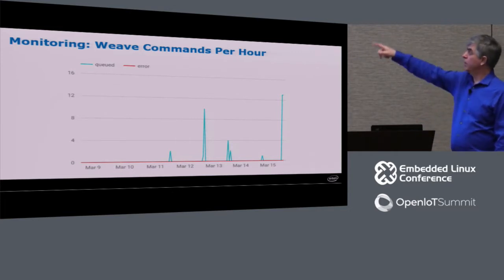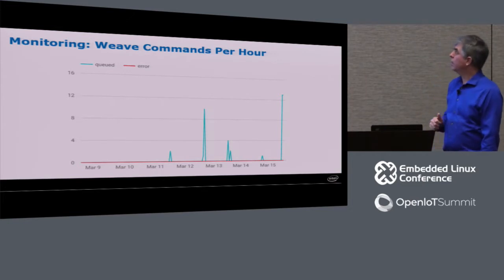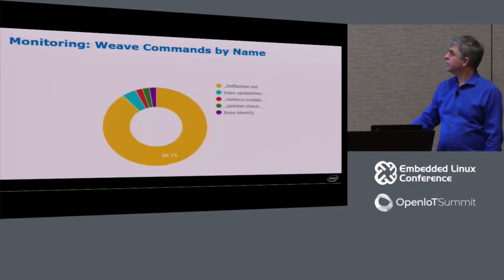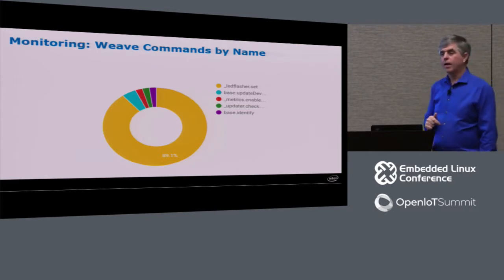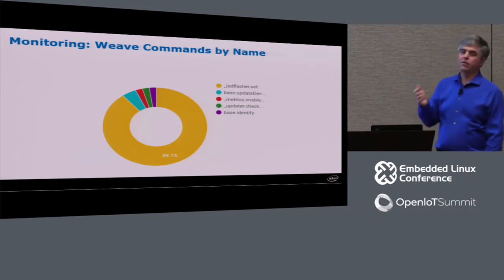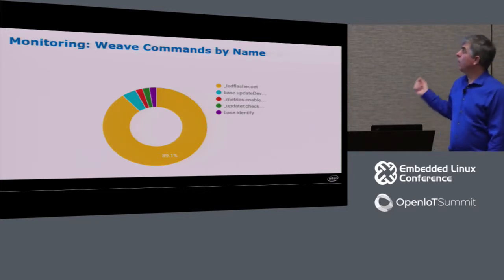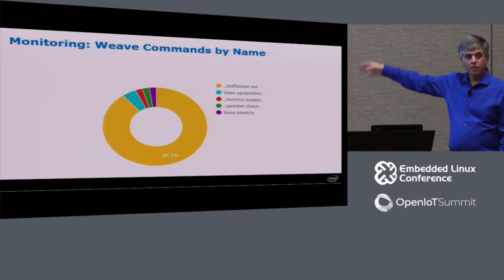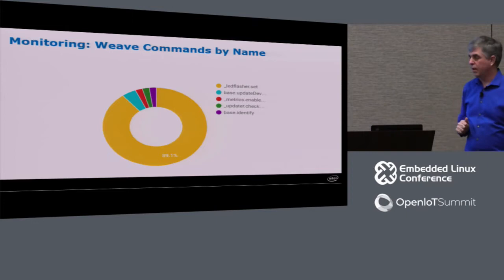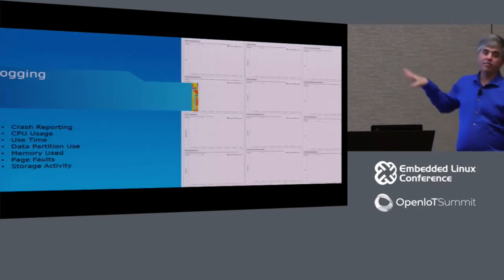You can take a look at the number of Weave commands being sent to your devices on a per time basis and what those commands are. So if I send a command to turn on an LED on one of my starter boards, or I want to enable metrics or something like that, the console will aggregate all that information and make it available to the developer. There's also a lot of logging information.